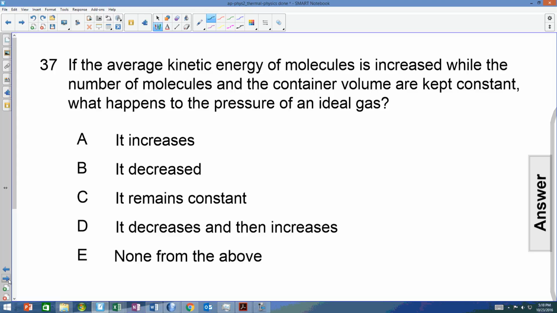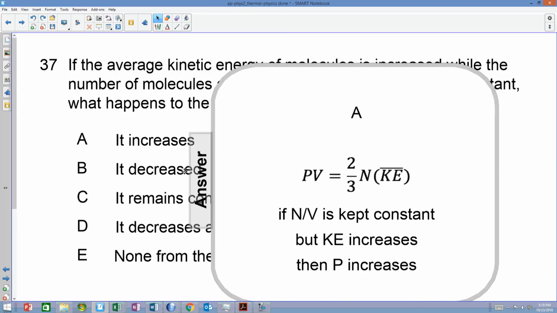If the average kinetic energy of molecules is increased while the number of molecules and the container volume are kept constant, what happens to the pressure of an ideal gas? Does it A, increase, B, decrease, C, remain constant, D, decrease and then increase, E, none of the above? Okay, so let's take a look at your answer and see if it matches the one given. The correct answer is A. PV is equal to 2/3 N times the average kinetic energy. If N over V is kept constant, but KE increases, then P must also increase.